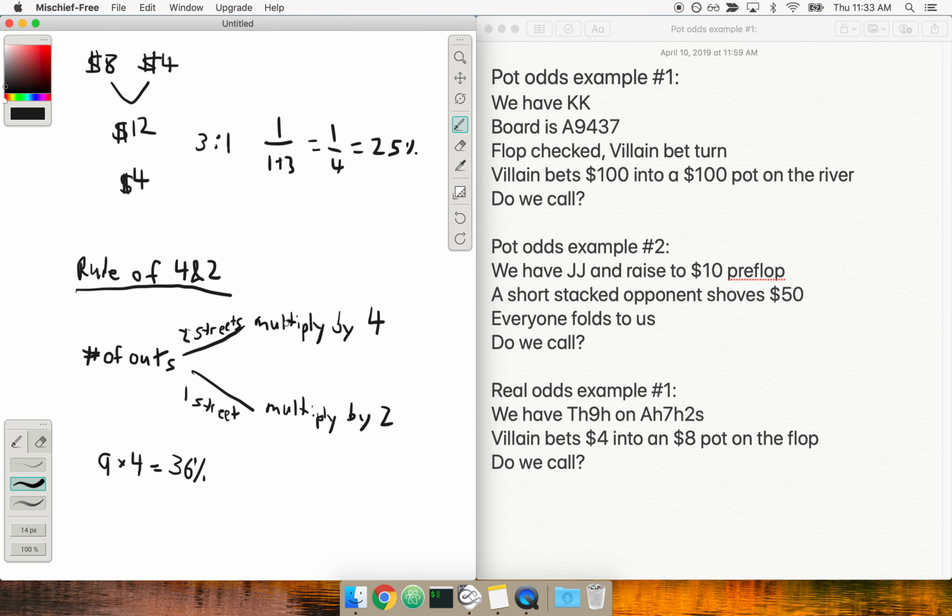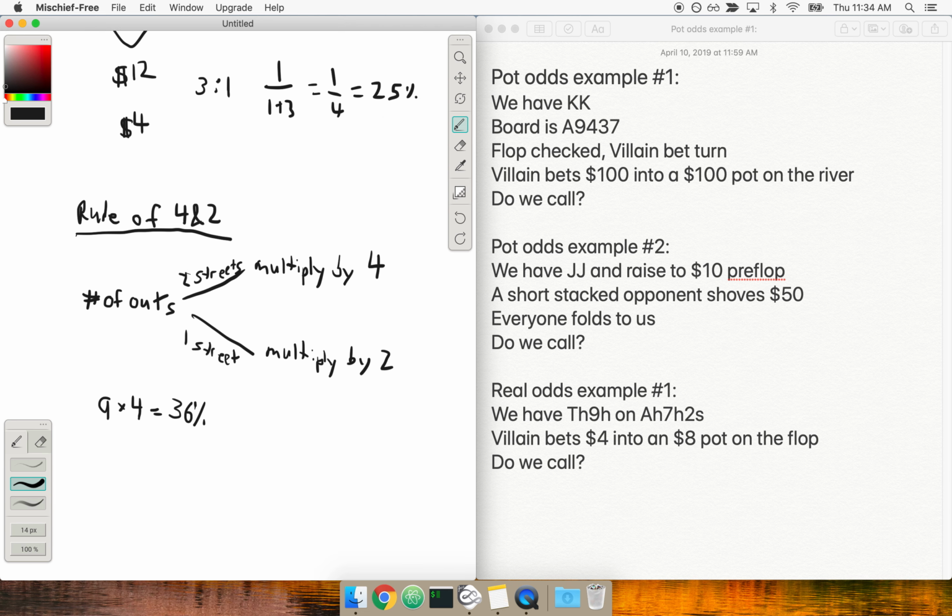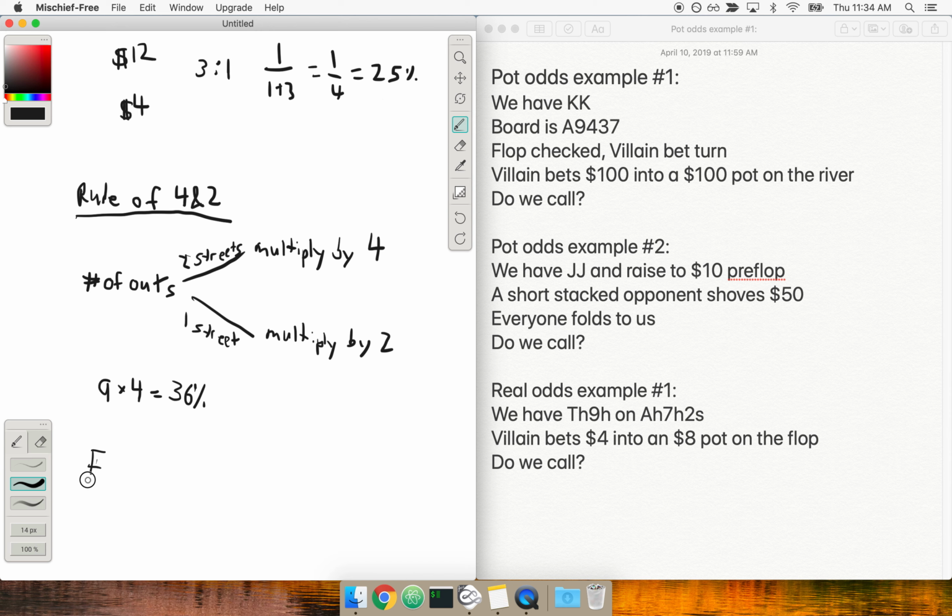So what do we do about this? Well, maybe we want to say, okay, let's just ignore the 2 streets. Let's say that we can only see 1 street. So we multiply 9 by 2 and get 18. And now that's less than what we need. But that's not a great approach either, because on the turn with our flush draw, we're probably going to want to call. So what do we do here? What we do is we have to look at something called effective odds.